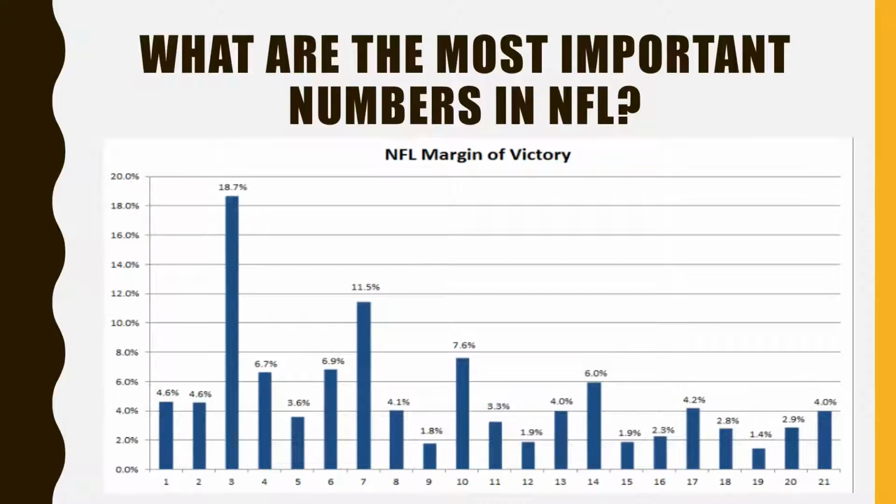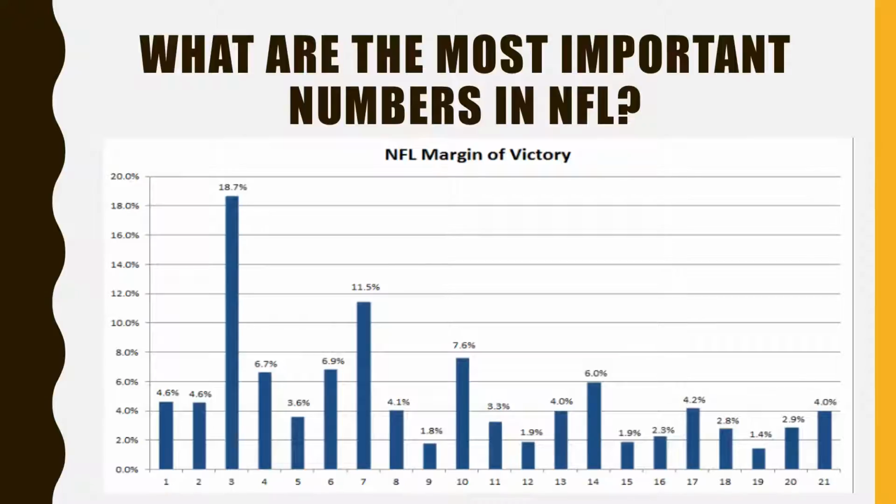Now, you can look across at the other numbers, but look at the third number there, the number 3. This is very important, our first big lesson in understanding how to handicap the NFL. NFL margin of victory falls on the number 3 about 18% of the time. So about one in every four NFL games is going to end on a field goal. And if you slide over just a little bit to the 7, that's the second most common number that games end on, because of the touchdown and extra point. That happens about 12% of the time.